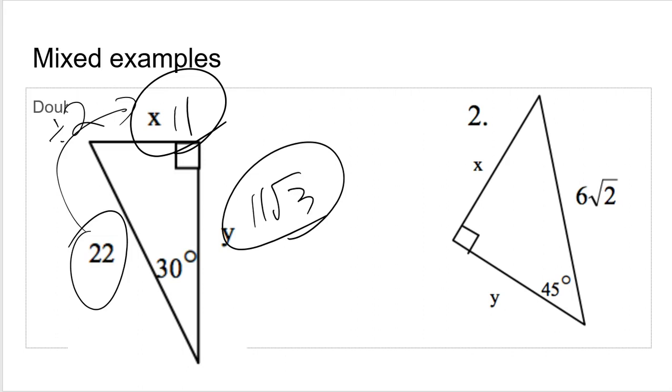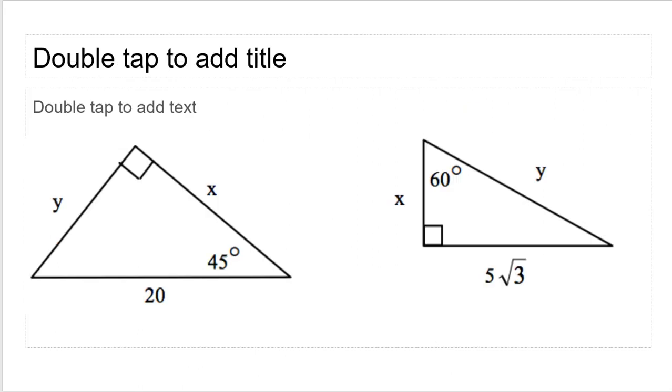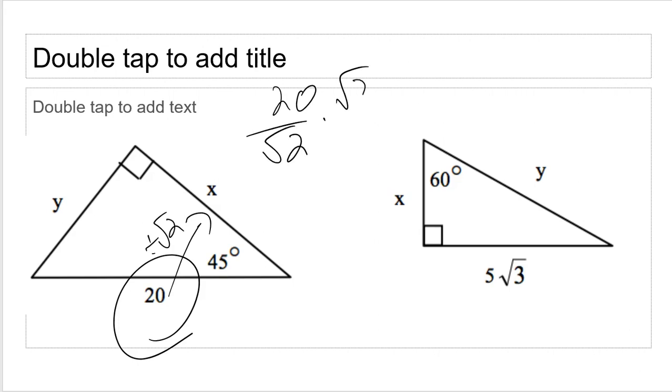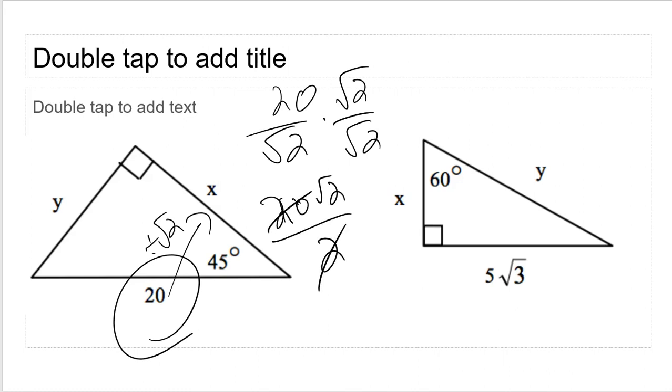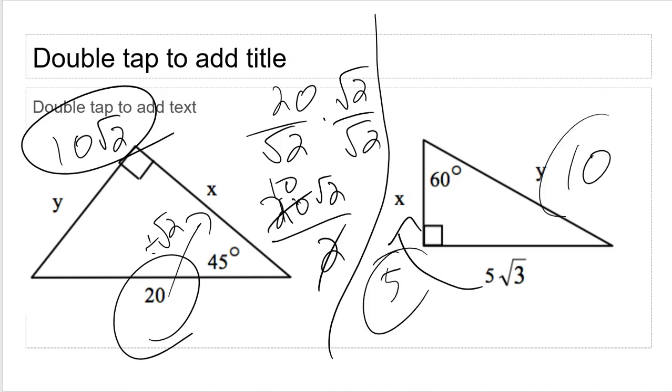Alright. In a 45, 45, 90, if my hypotenuse has a root 2, just like this one does, to go from hypotenuse to side, just get rid of the root 2. 6. 6. But now, this one doesn't have a root 2. It's just a 20. To go from here to here, I need to divide by root 2. So 20 divided by root 2, multiply that by root 2, 20 root 2 over 2. So that means it's 10 root 2. Here, to go from here to here, you just kind of erase that root 3, so 5, and 10, because we multiply by 2.